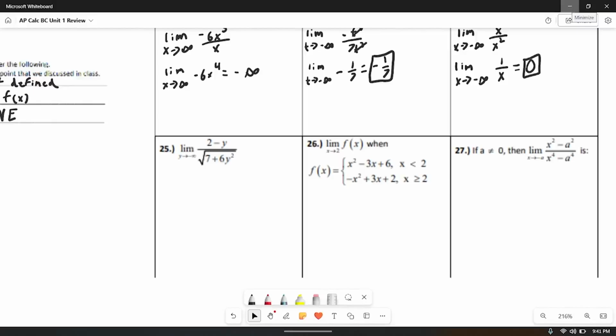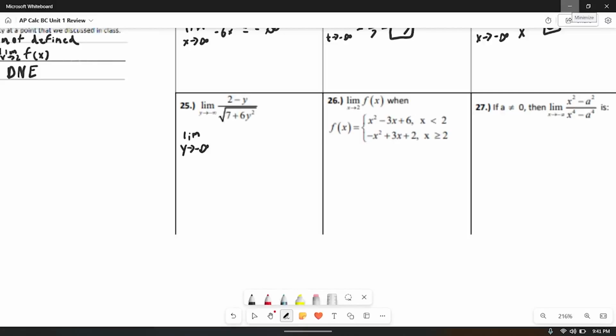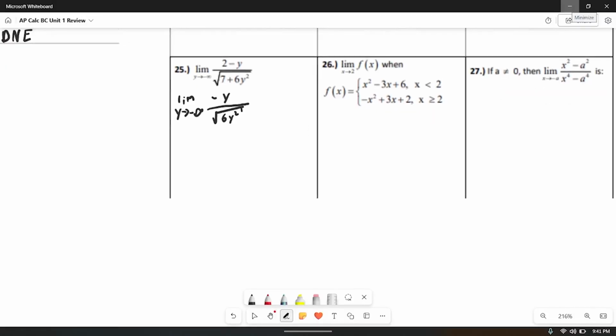Alright, for this next one, this is one we have to be careful at. This is not a rational function. So I'm going to rewrite the limit as y approaches negative infinity. And we're still going to use the biggest term. So we have negative y is the biggest in the numerator over, and we can use the biggest term inside the square root, so I'm going to write the square root of 6y squared. Now if I simplify the denominator, I can do the limit as y approaches negative infinity of negative y over root 6.